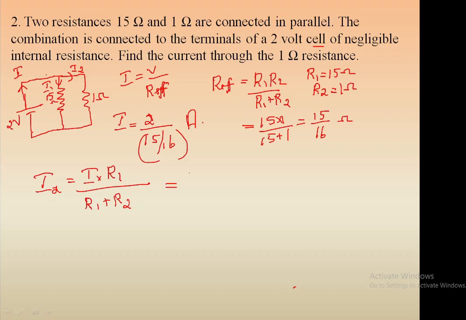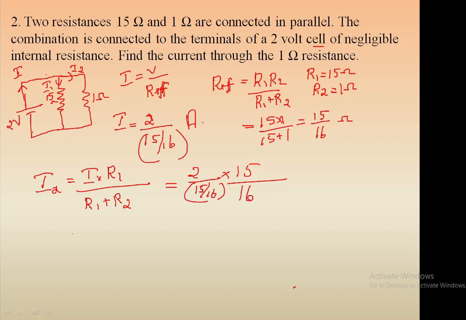What is the main current? The main current is 2 divided by 15 by 16, into the resistance in the other branch. We have to find the current through the 1 ohm resistance, so the resistance in the other branch is 15 ohm. So 15 ohm divided by the sum of the resistances, that is 15 plus 1, that is 16.